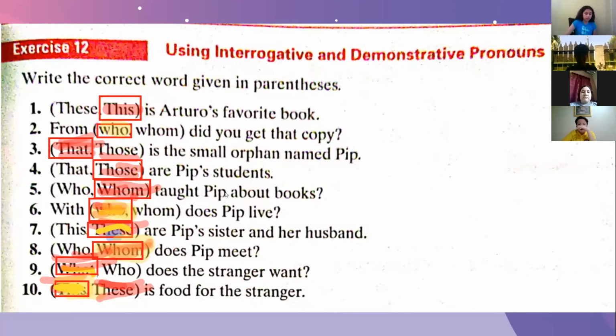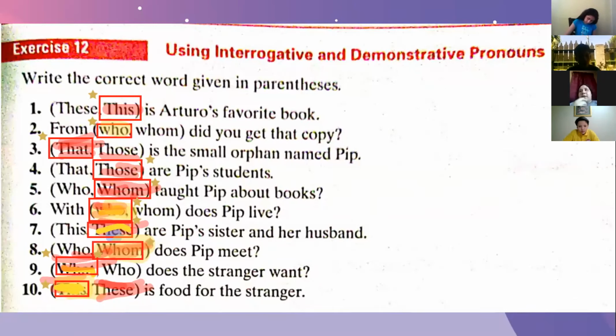And this is correct because the noun students is in plural. Then we have whom talked Pete about books. Who talked Pete about books will be, I think, the right answer, because remember that whom is when the subject is receiving the action. Now, with whom does Pete live? Then we have, thank you, Samuel. These are Pete's sister and her husband. Very good, because the verb to be that we have there is in plural.